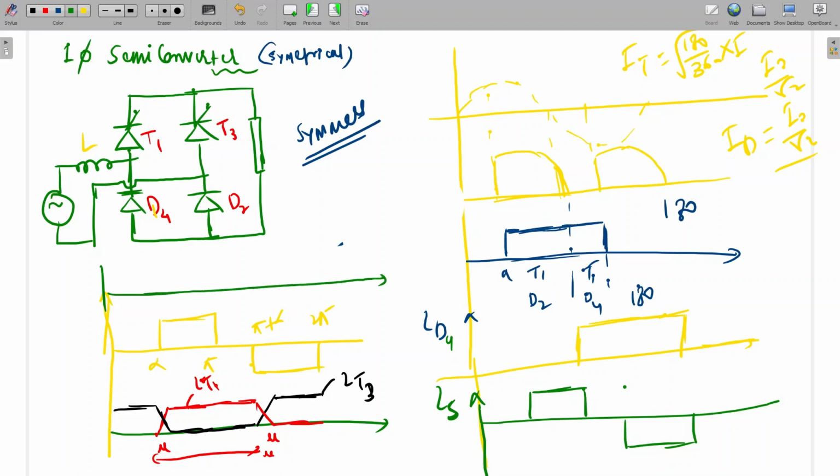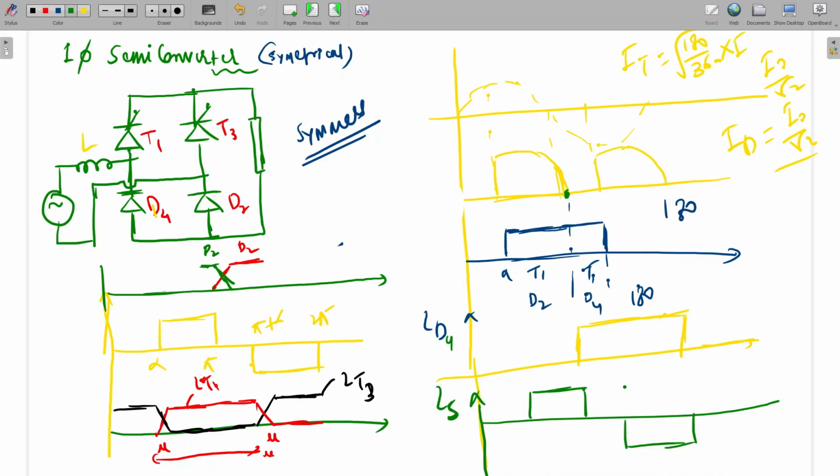D2 will conduct from where? D4 will start conducting after this point. Okay, so at this point D4 will start conducting. So here let's say this is D4 and it is going. Before this, D3 will be conducting. So this is D2 and this is D4.